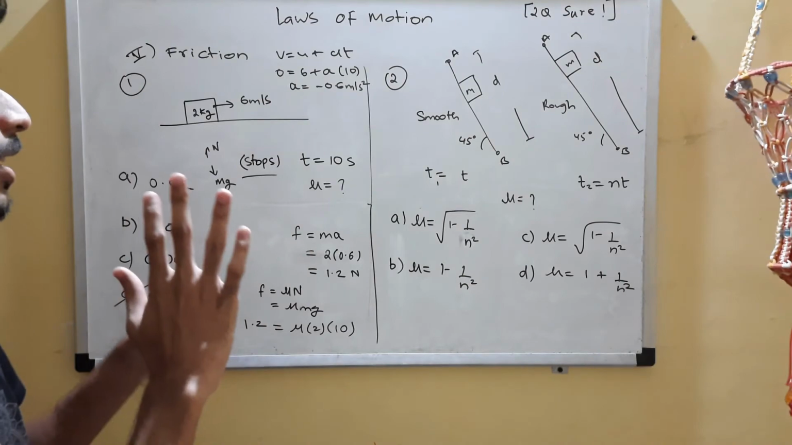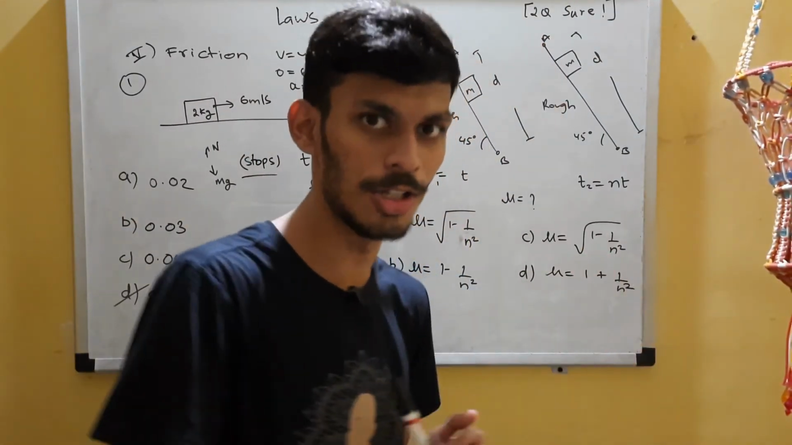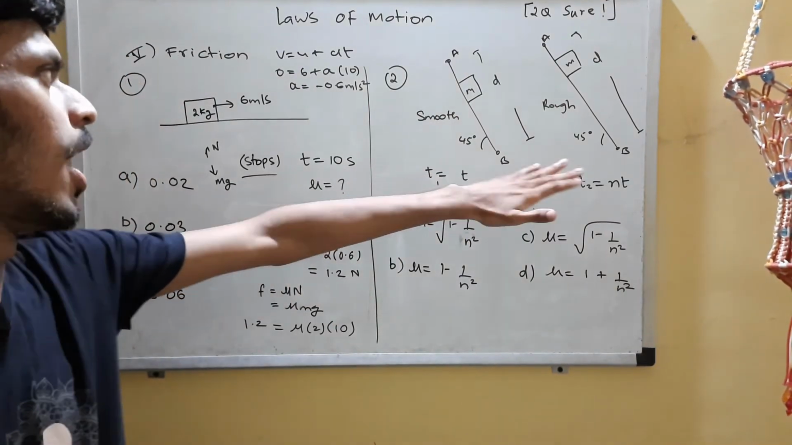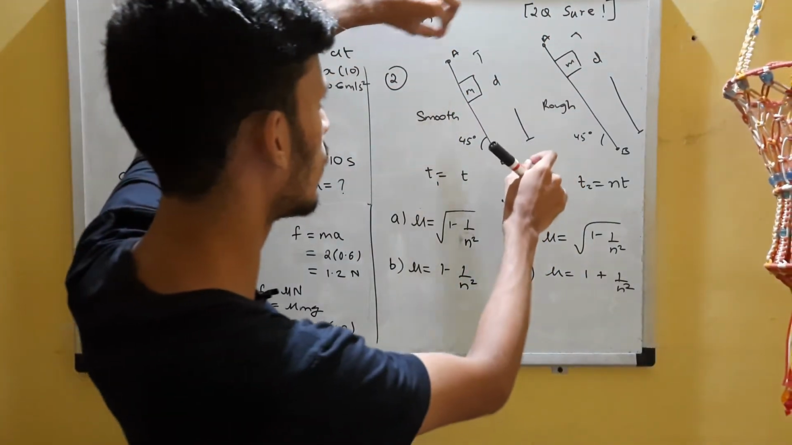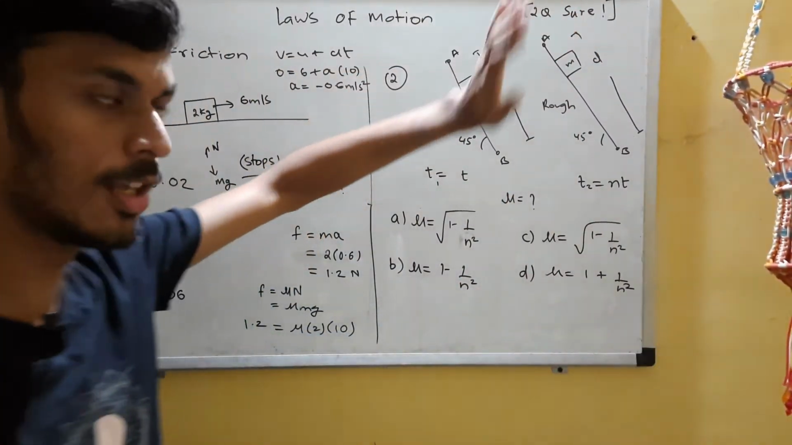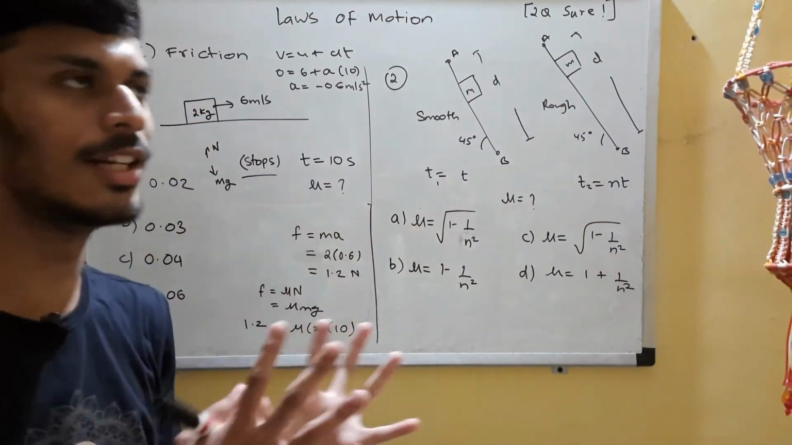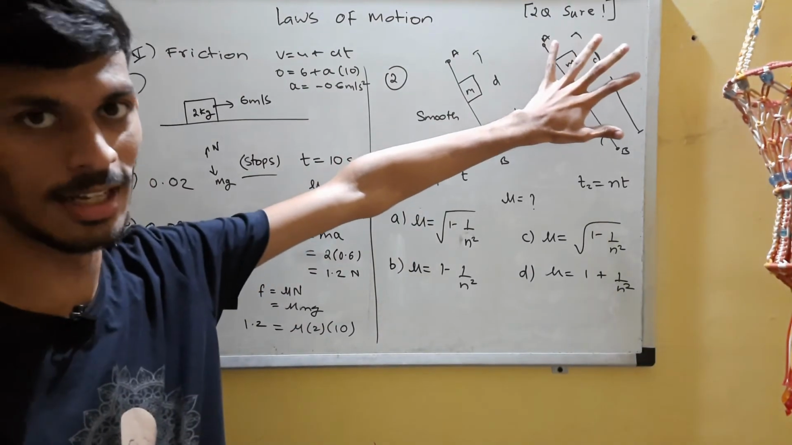Now let's come to question number 2. Now it is a little bit trickier one, a conceptual one, so hear me carefully, okay? So here you have two inclined planes, okay? The distance of the inclined plane from A to B is d, okay? They are the same inclined plane making an angle of 45 degrees. Only difference in these two inclined planes is that one is smooth, other one is rough, okay?